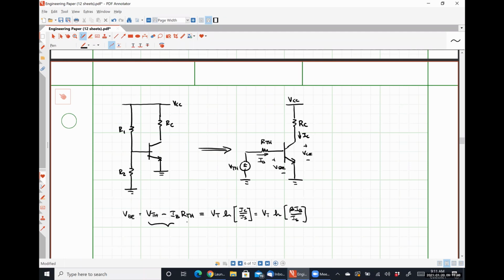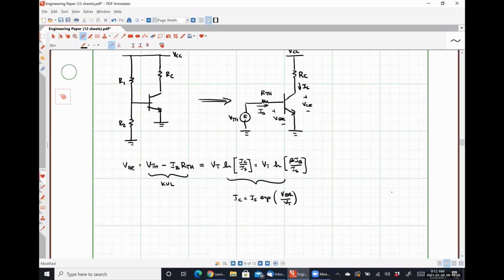So this guy right here comes from Kirchhoff's voltage law, and these guys come from IC is equal to IS times that guy. So I'm just being explicit where these guys are coming from so that it's not too confusing.